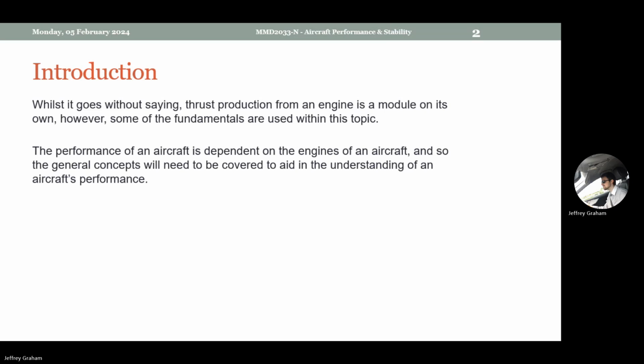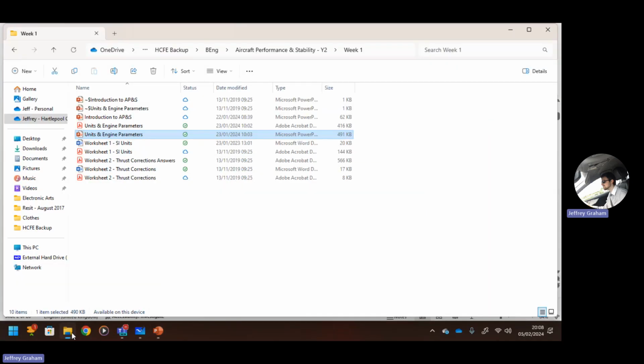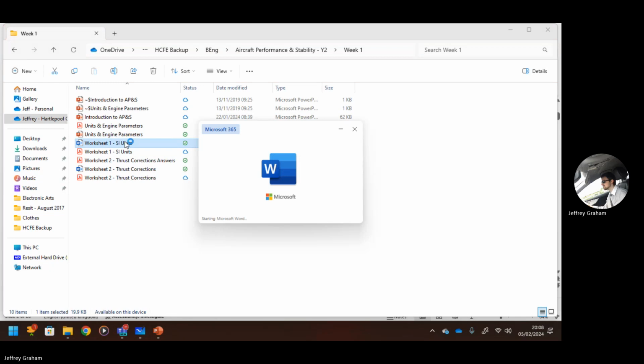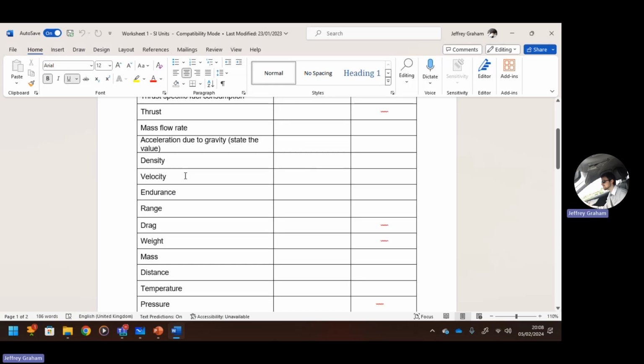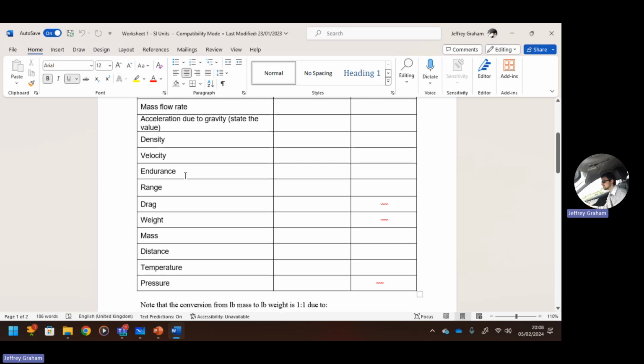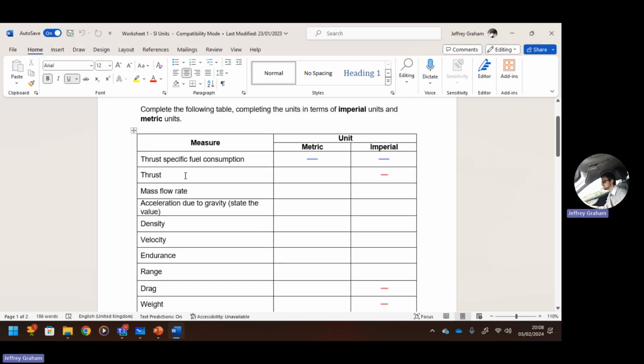Right. The units is a quick worksheet that's attached to this unit, this module. It's worksheet number one. It gives you an introduction of the metric system and the imperial system. I'll quickly jump out and find that. Right, in this sheet, you'll find the majority of the key things that you need to know in terms of units and parameters. Some of them you may not have met before, some of them you may have, but just to very quickly go over some of these as a quick discussion.